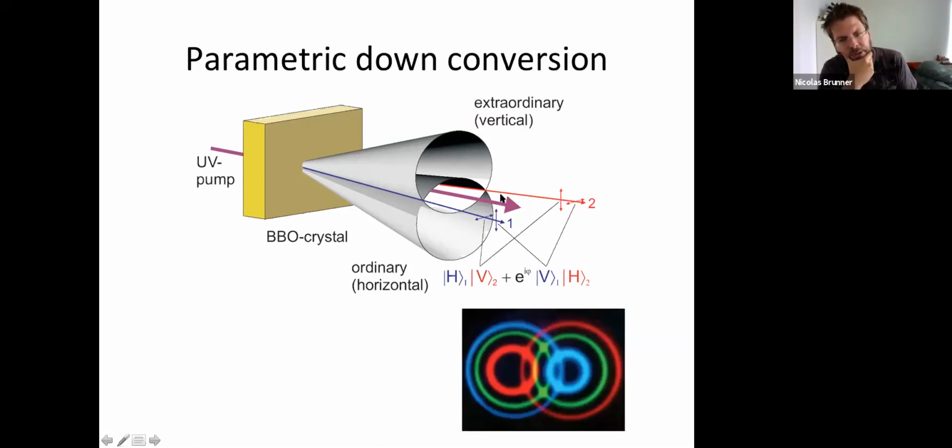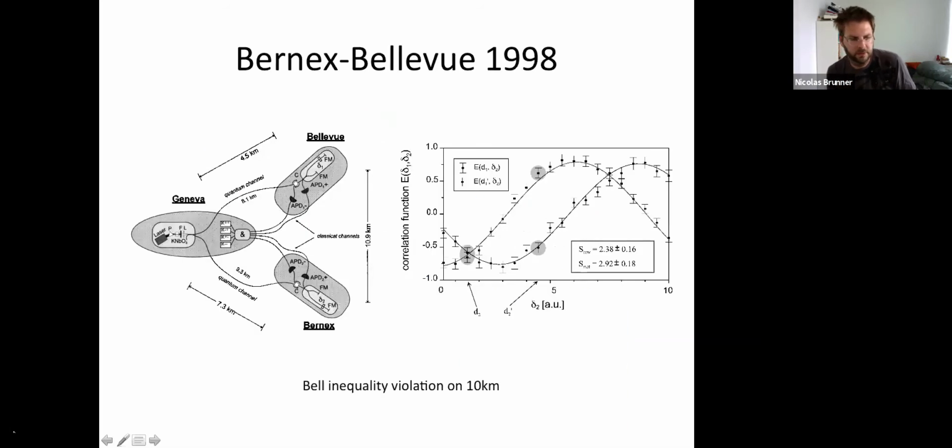You see, there is also momentum conservation, right? Because the momentum is this purple arrow here, and the blue and red arrows are symmetric around it. So there is momentum conservation in this process. And so now, why does it create entanglement? Well, it creates entanglement because you have, oops, sorry.